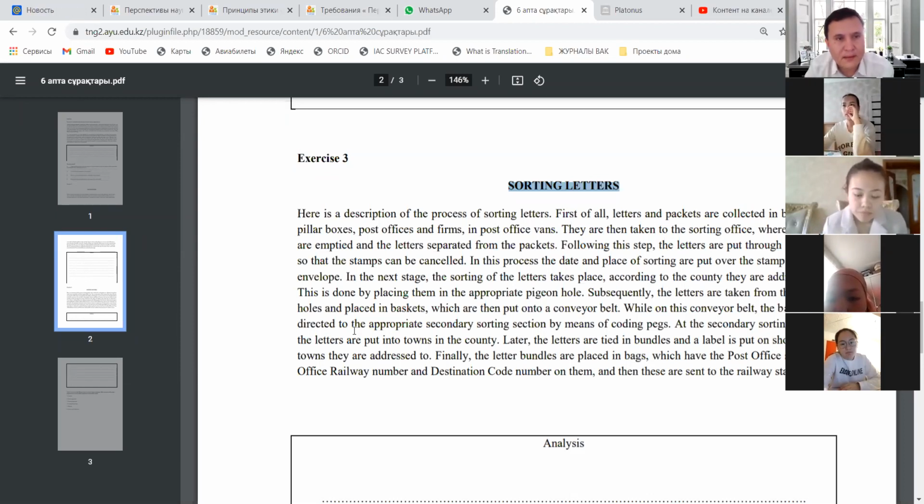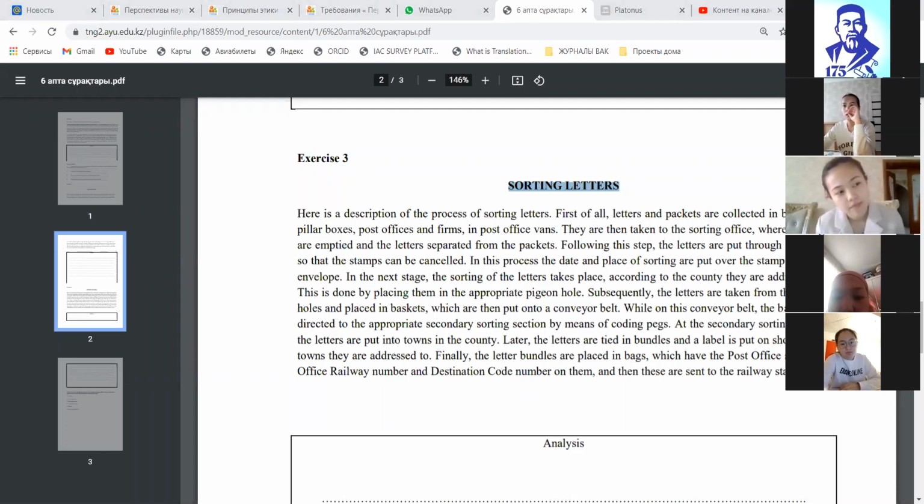At the secondary sorting frames, the letters are put into towns in the country. Later, the letters are tied in bundles and a label is put on showing the towns they are addressed to. Finally, the letter bundles are placed in bags which have the post office seal, post office railway number, and the destination code number on them, and then these are sent to the railway station.